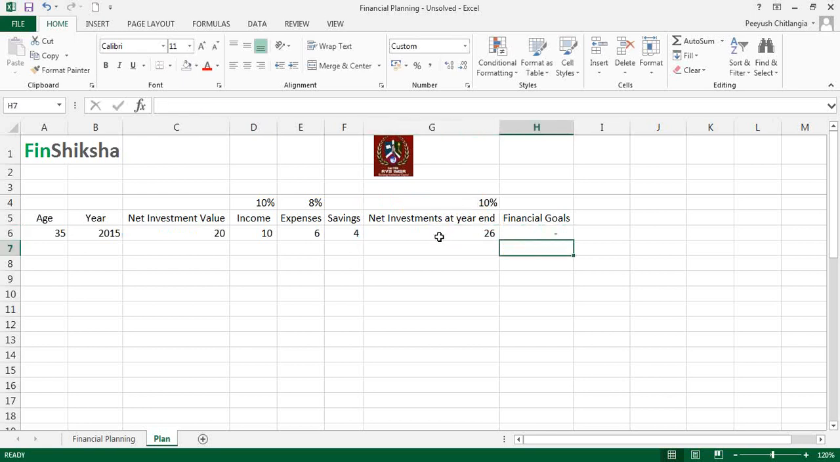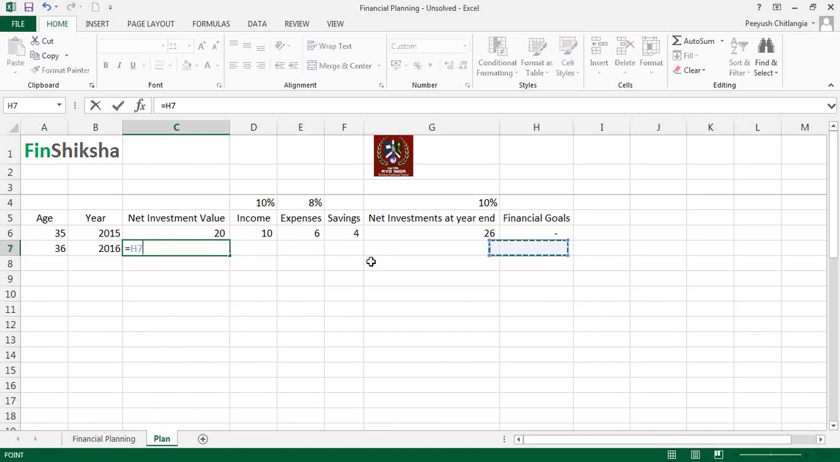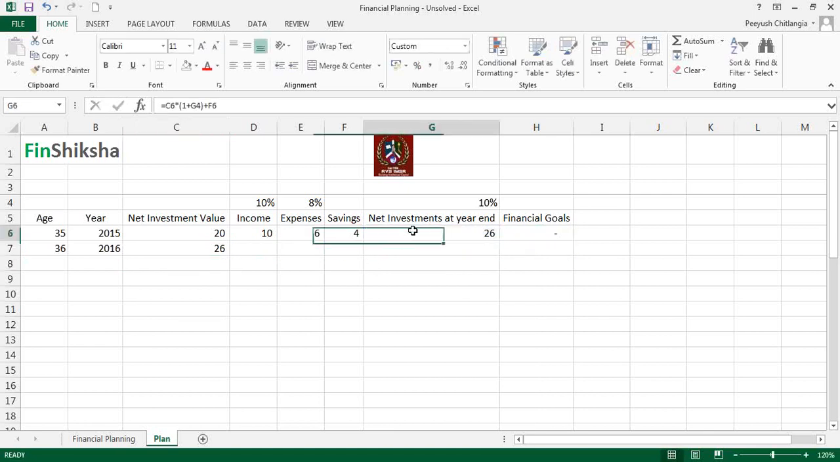Any financial goals? 0 at this point of time, right? And we add this plus 1, we add this plus 1. What you ended with as the net investments last year is what is going to be the beginning value this year. So in 2015, we ended with 26 lakhs. So 2016 should start with 26 lakhs, right?